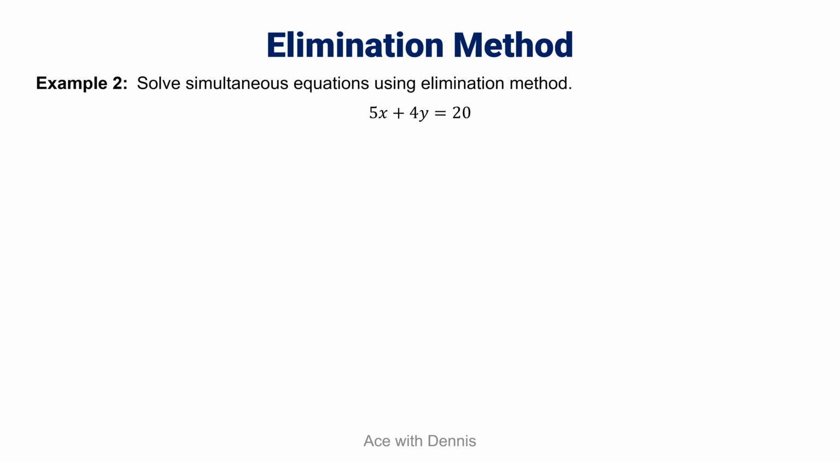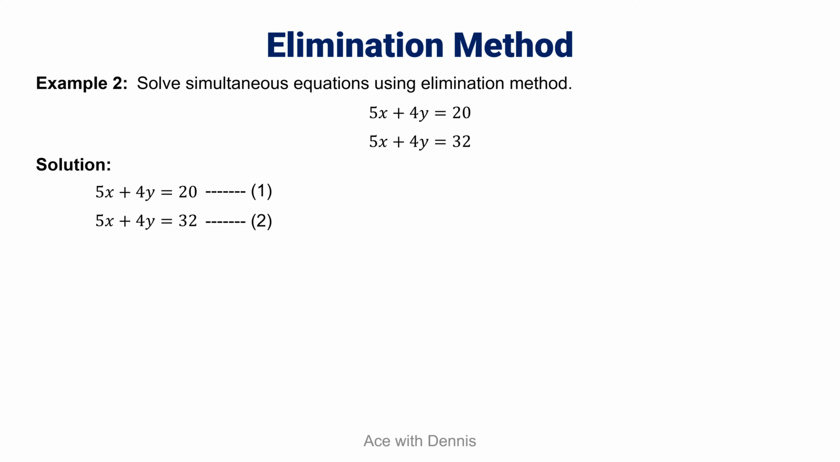Now let's look at example 2 for the no solution case. Same question using the elimination method, with the equations 5x plus 4y equals 20 and 5x plus 4y equals 32. Solution: copy and number the equations. This is equation number 1, this is equation number 2. I can see that the coefficients of x and y are actually the same. So equation 2 minus equation 1, I will get 5x plus 4y minus bracket 5x plus 4y equals 32 minus 20, which is 0 equals 12.